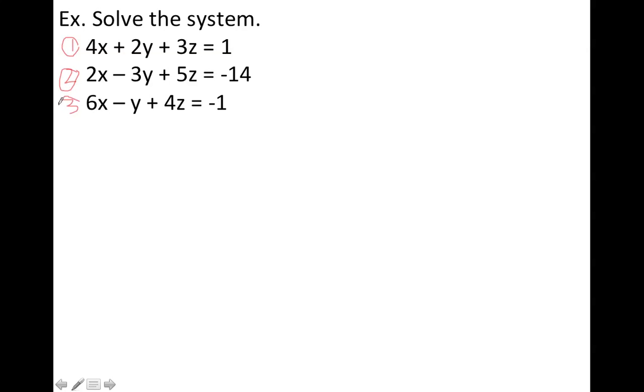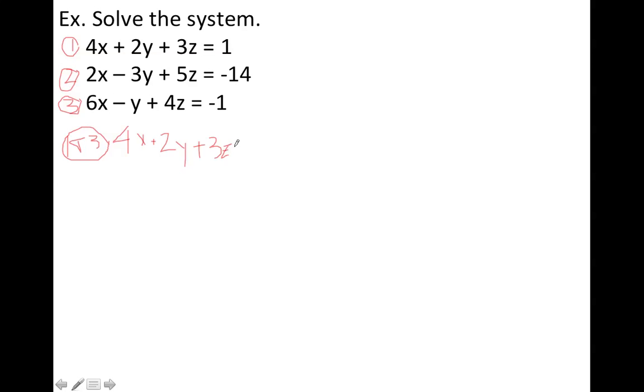And we need to pick two of them to add together to eliminate a variable. So I'm going to look at finding which variable is easiest to eliminate. I'm going to choose 1 and 3, and we're going to eliminate y. Now, looking at 1 and 3, we have a 2y and a negative 1y. So I first need to bring down equation 1 because I don't have to multiply that by anything. So I'll have 4x plus 2y plus 3z equals 1.